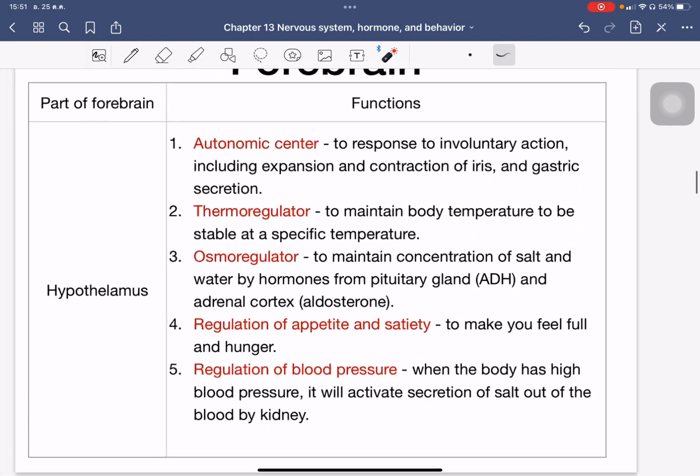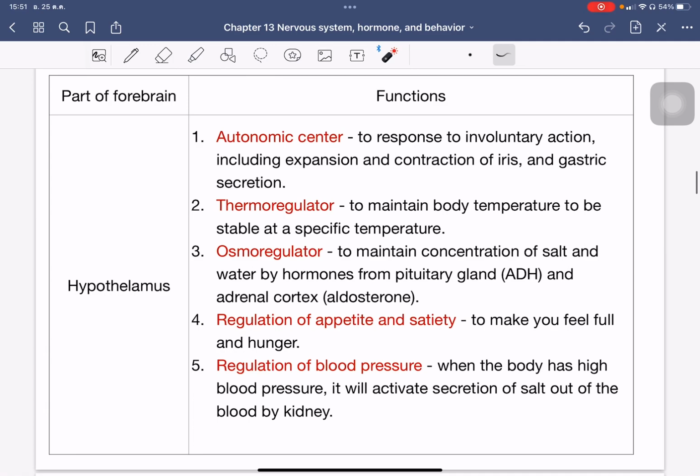Next part is about the hypothalamus. The hypothalamus takes control of involuntary reactions, like expansion and contraction of the iris, in order to reduce and increase the amount of light that enters the eyes. And the gastric secretion of acid in the stomach can be controlled by this part of the brain. Okay, so we can call this function an autonomic center. The second one is the control of body temperature. Okay, sometimes we have fever.